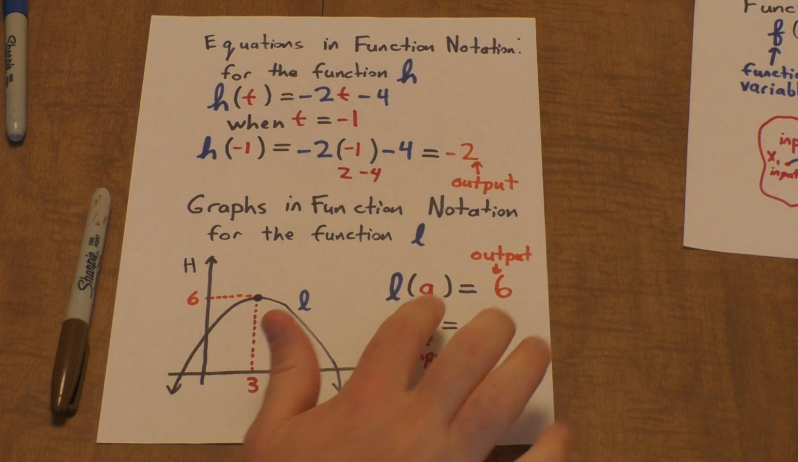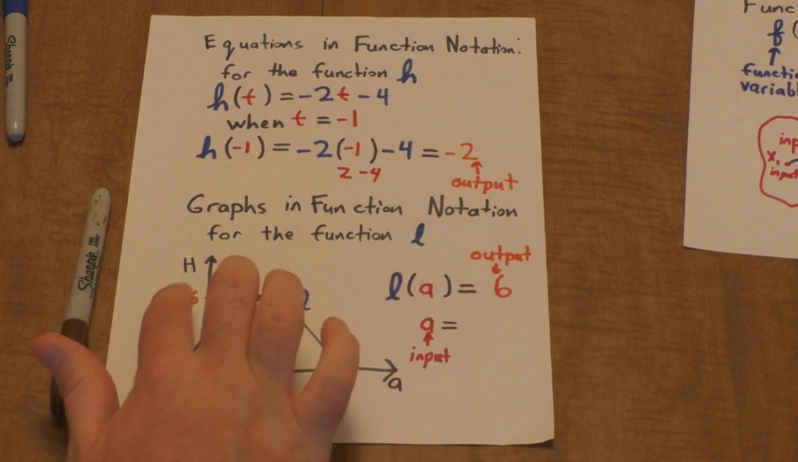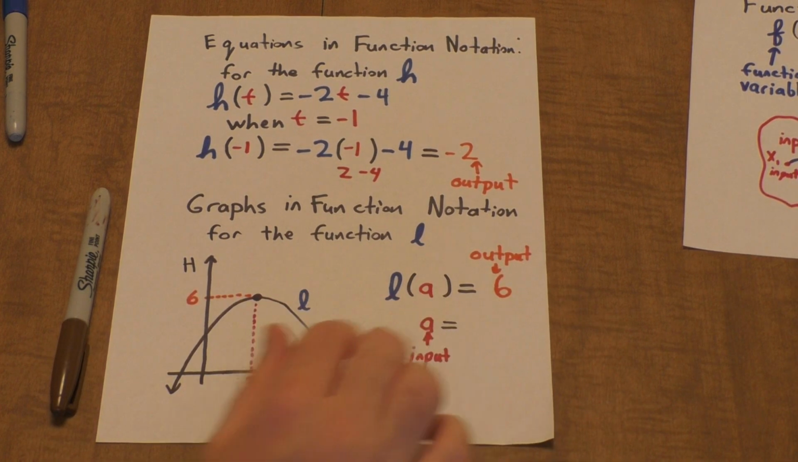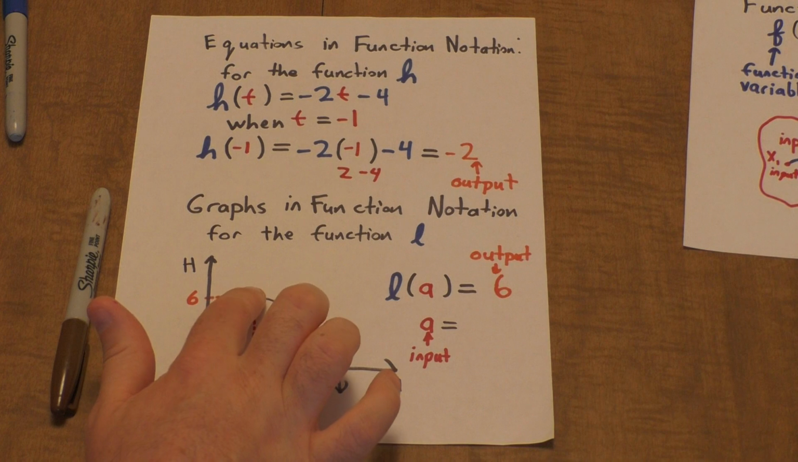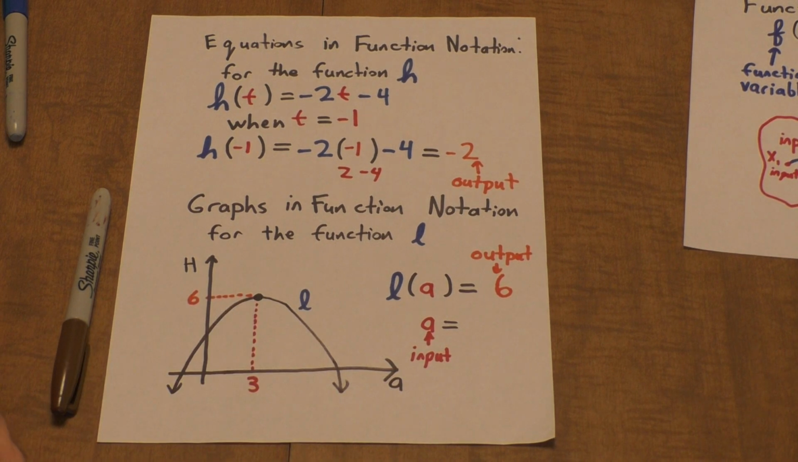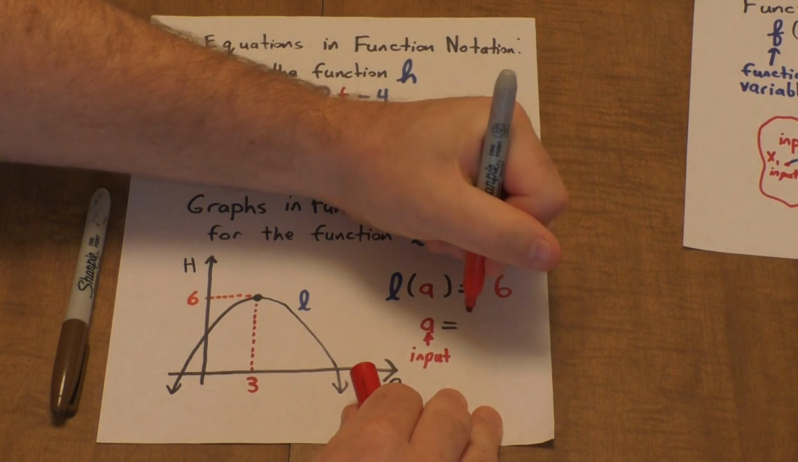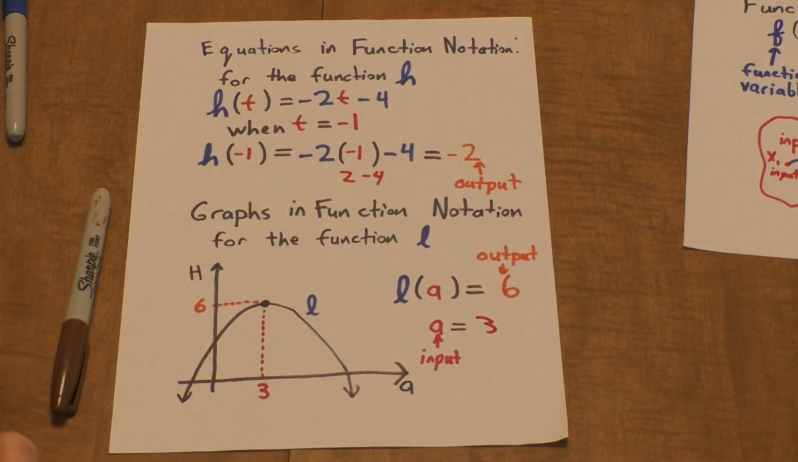So if I look at the graph, they tell me that the output is 6. I want to find out what A is. Well, if I look at the graph, I go over here, the output is 6, go down here, the input is 3. So my input is 3. So that's how I can use a graph to show me what the input is.